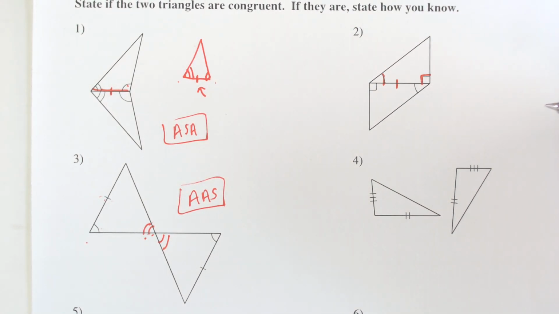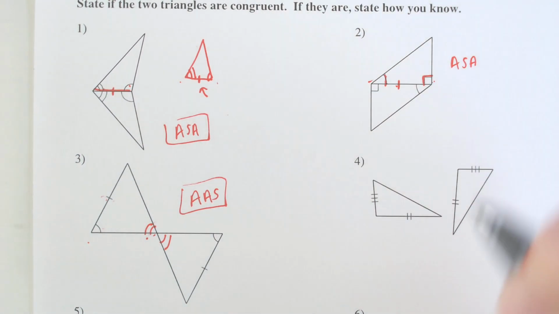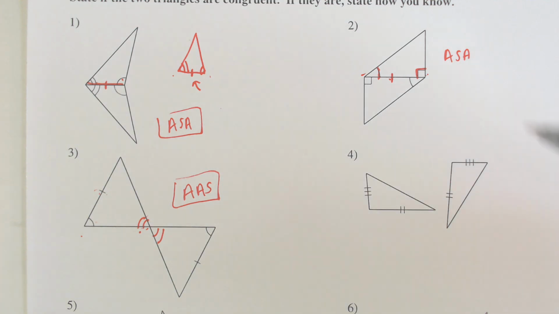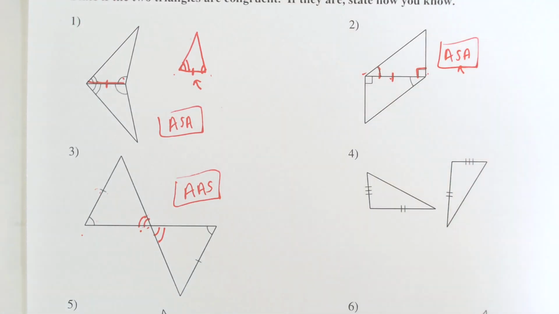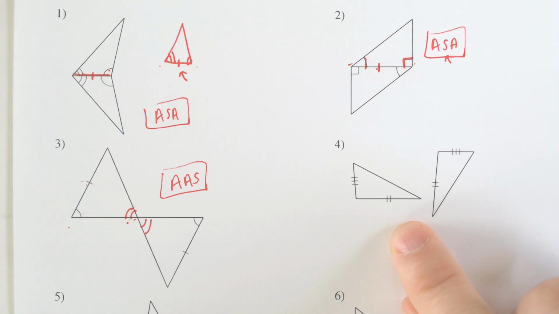Number 2, we have an angle, we have a side, and we have another angle. That right angle is still an angle. That side is physically connecting the two, or in between, and that is why it is angle, side in the middle, angle. All right. Number 4, we have a side, we have a side.